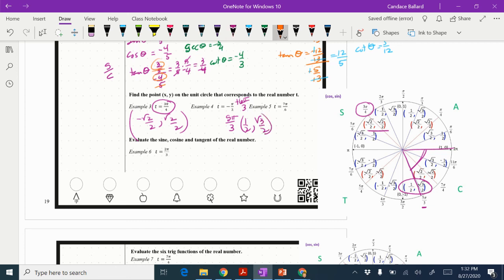And then on this one here, 7 pi over 6, I'm going to find that one, and I'm going to just read the coordinate right off the graph. So negative square root of 3 over 2 and negative 1/2 would be my coordinate there.